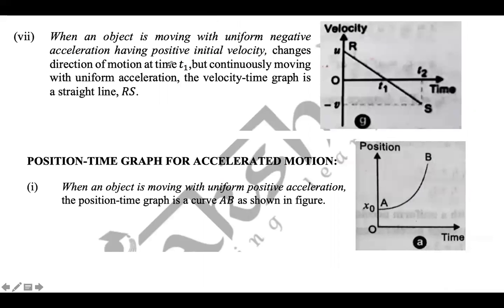Now, this is the graph of an object moving with uniform negative acceleration, having positive initial velocity, which changes direction of motion at time t = t1 but continuously moves with uniform acceleration. The velocity time graph is a straight line. So in this case, the initial velocity was positive, but when does the direction of velocity change? At time t = t1, it changes its direction.